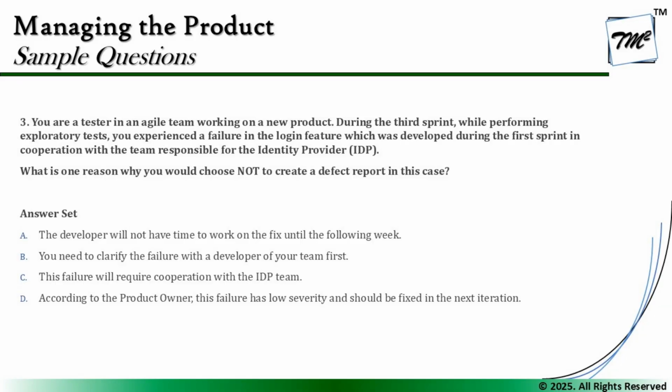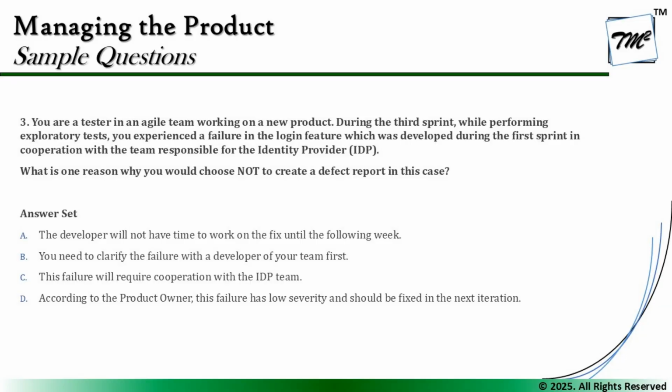The next question we have is number 3. Of course, it says you are a tester in an agile team working on a new product. Don't forget, in a particular scenario, we can always be asked to behave like anything, because you are a test manager. You should know how exactly to do everything else, right? So don't be under the impression that how a test manager can become a tester. Is it a wrong question?